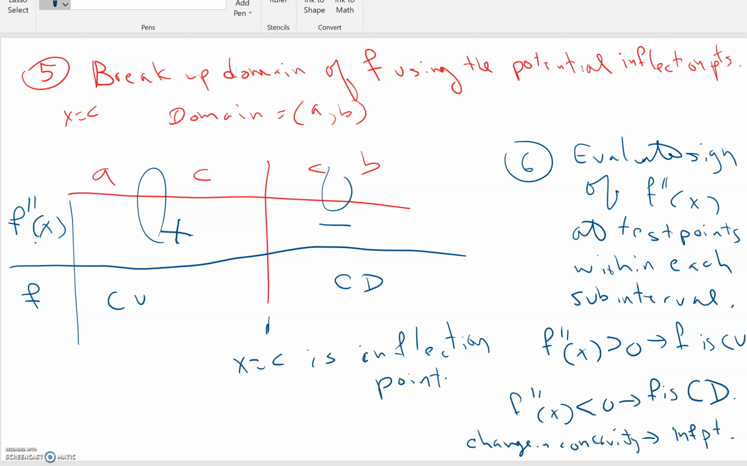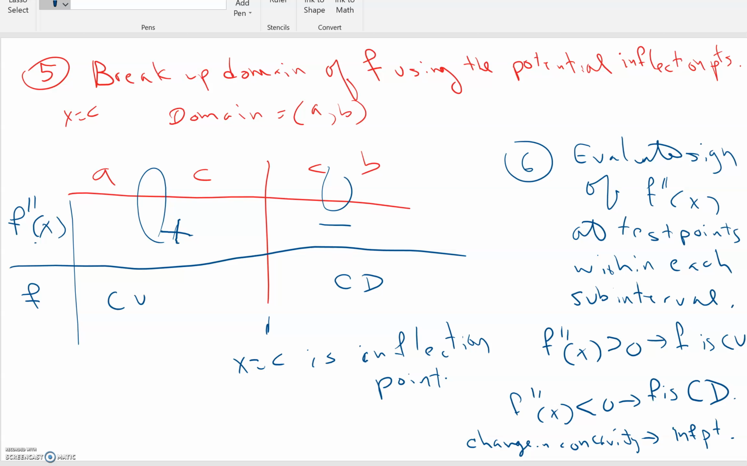Now, we don't really distinguish between the types of inflection point, it's just an inflection point. There's only one kind, so it's not concave up to down inflection points or anything like that. There's just one type of inflection point. But if it doesn't change sign, in other words, if this is increasing and then still increasing, then x equals c is not an inflection point.